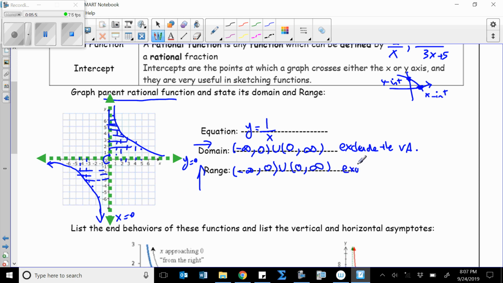Here, to find the range of a rational function, exclude the horizontal asymptote. So you're going to have everything defined except your horizontal asymptote, which here is y equal to 0.